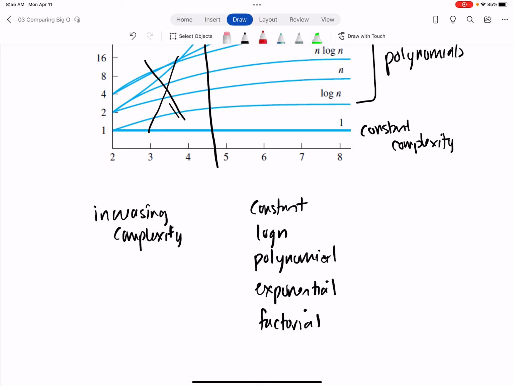As you go this way down the chart, it is a more complex algorithm. It takes longer to run. So these are slow running down here at the bottom because they're the most complex. They have the most operations involved in them. And this is fast running.